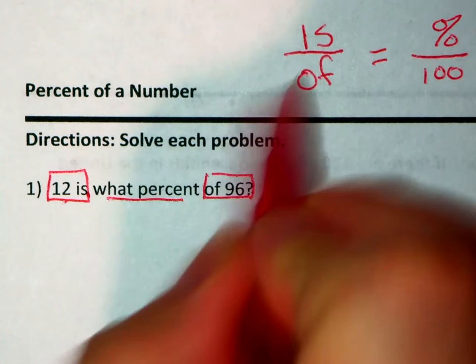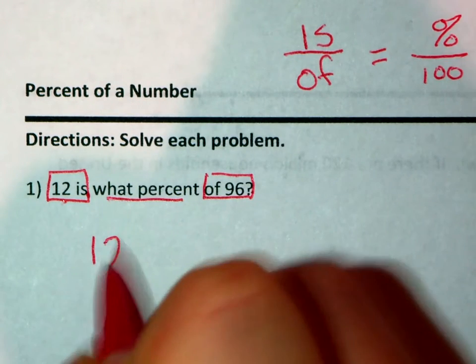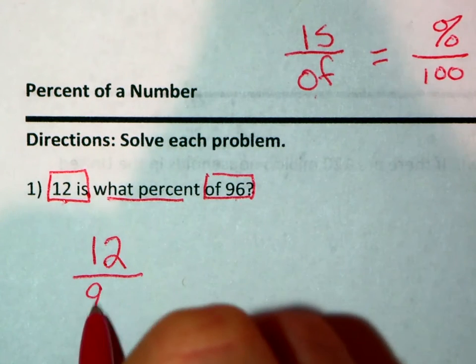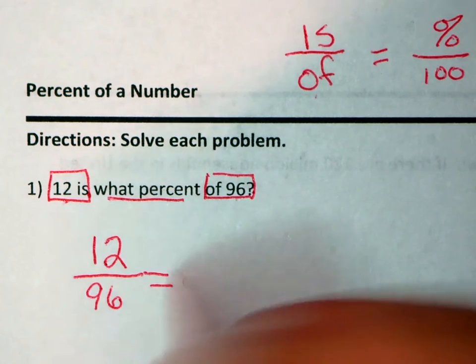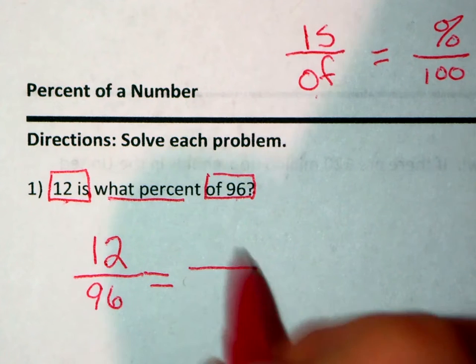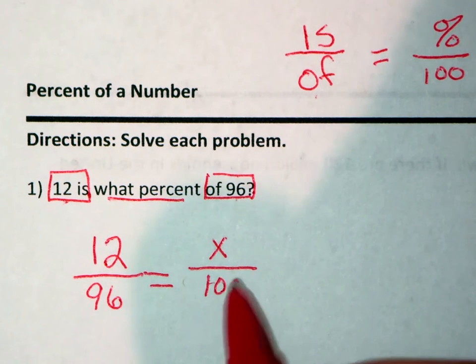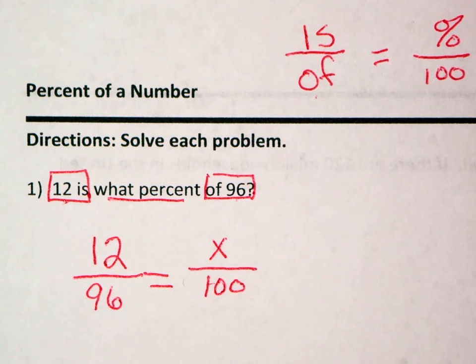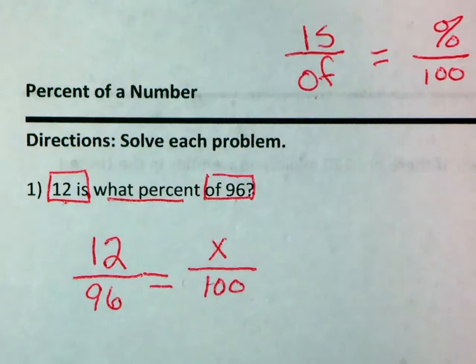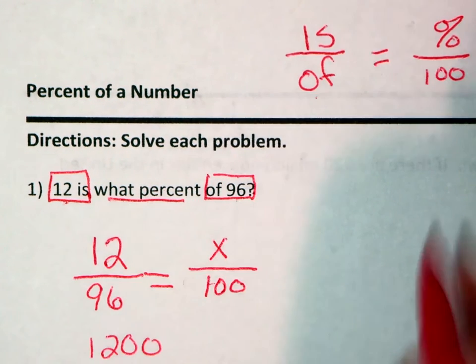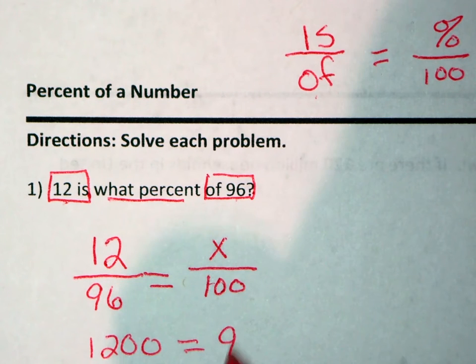So my 12 is goes in the numerator. Of 96 goes in the denominator. Equals what percent? Well, that tells me that we're looking for x percent. And 100 always goes underneath our percent. So now I can cross multiply. 12 times 100 is 1200. Equals 96x.